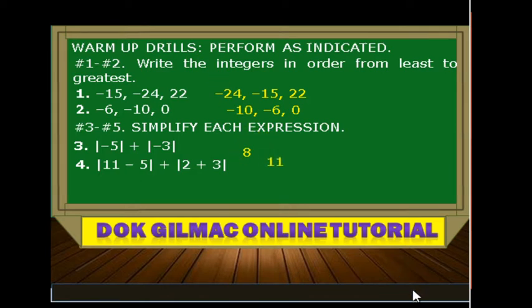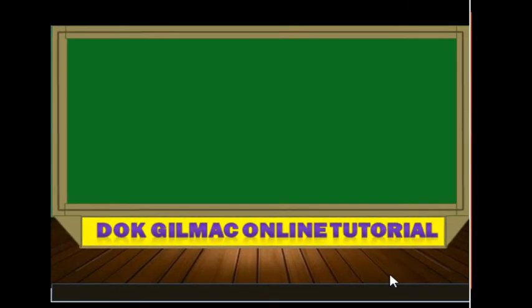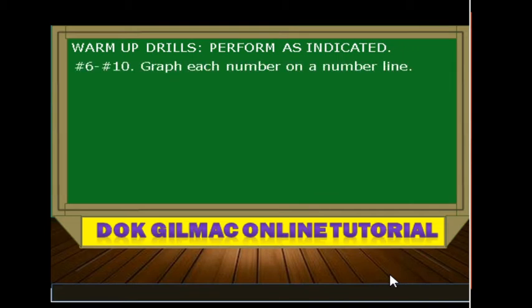Number 5. The absolute value of 8 plus 6 plus the absolute value of 10 minus 4. So 14 plus 6. So we have 20. Okay. Then for number 6 to 10, graph each number on a number line. So we have number 6, negative 4, number 7, negative 2, number 8, 3, number 9, 0, and number 10, 7.